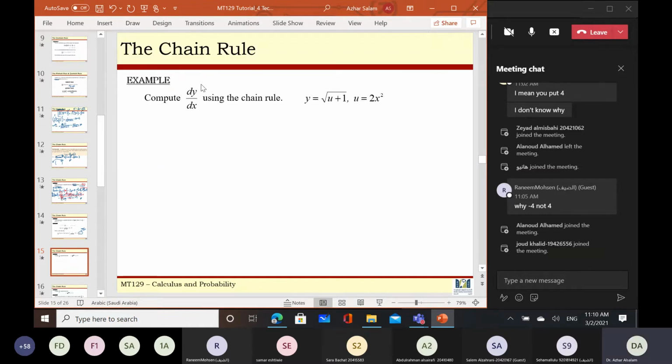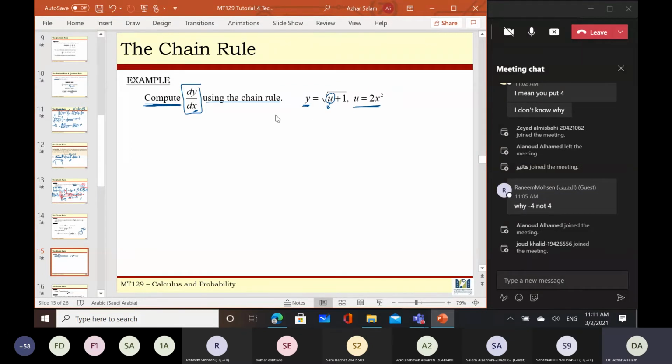The question is compute. Compute means احسب dy by dx using the chain rule. I have here a function y denoted by y, but in variable u. I don't have here x inside u, I have u. But the question is to find dy by dx, not dy by du. Okay? But I have the value of u. I have that u is equal to 2x squared.